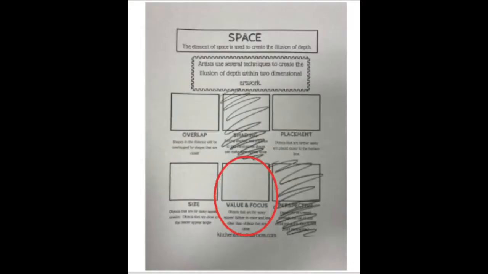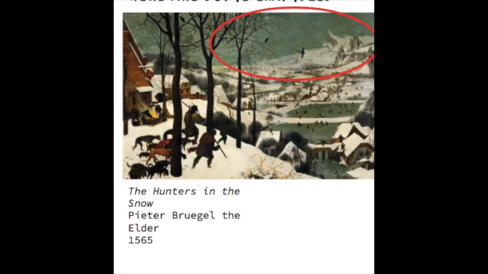The last thing we're going to talk about is value and focus. Objects that are far away appear lighter in color and less clear than objects that are closer. So let's take a look back at Peter Bruegel the Elder's Hunters in the Snow. When we look at this, in the background there is a mountain, and it looks very light. So the colors that he used are very light.